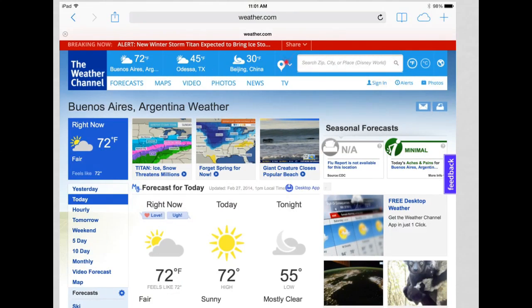Okay, then I went here and typed in Buenos Aires, Argentina. It's still 11:01 a.m. our time when I'm looking this up, but this was updated so that it is February 27th at 1 p.m. their time. Right now it is partly cloudy and 72 degrees Fahrenheit.